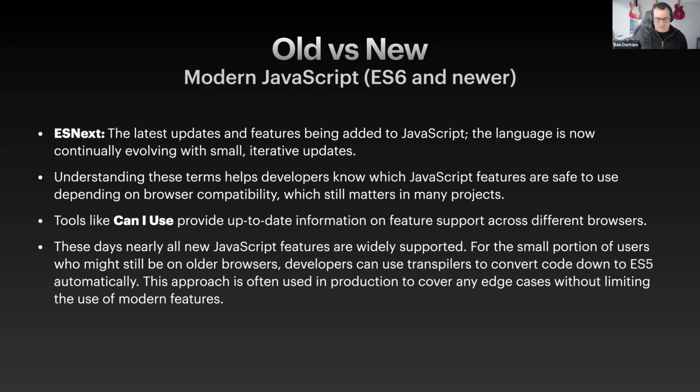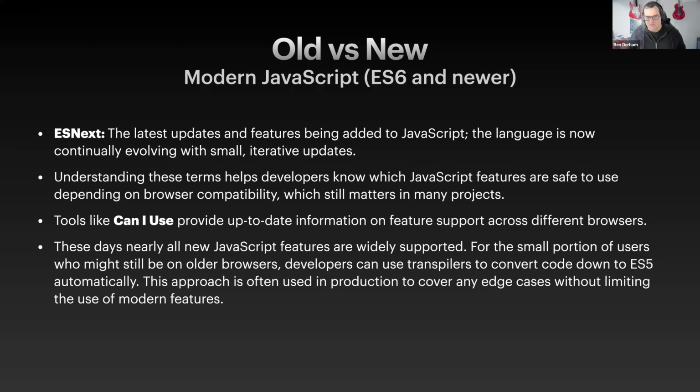So 2015 was ES6, and now we refer to ES Next, which is basically just a way of saying these are the features that are coming to JavaScript in the next release. And I believe it's almost an annual release now of new features. At the moment, they're just smaller changes. There are not many big bang changes like there was when ES6 dropped.